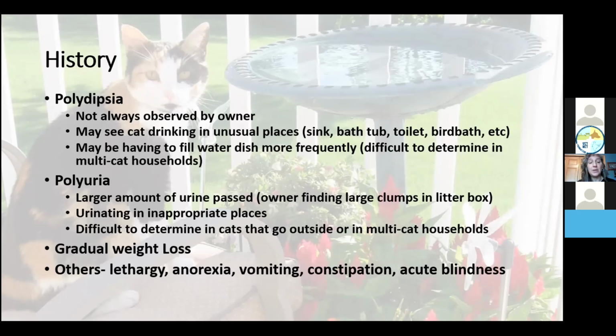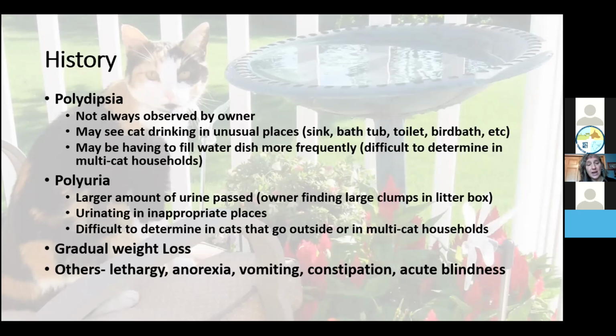Or the cat may be urinating in inappropriate places. This may be because of the polyuria or because of a urinary tract infection secondary to the more dilute urine that is found within chronic kidney disease. And again, that can be difficult to pinpoint to one cat or another if cats go outside, or if this is a multi-cat household. We're also going to be seeing gradual weight loss in these animals.